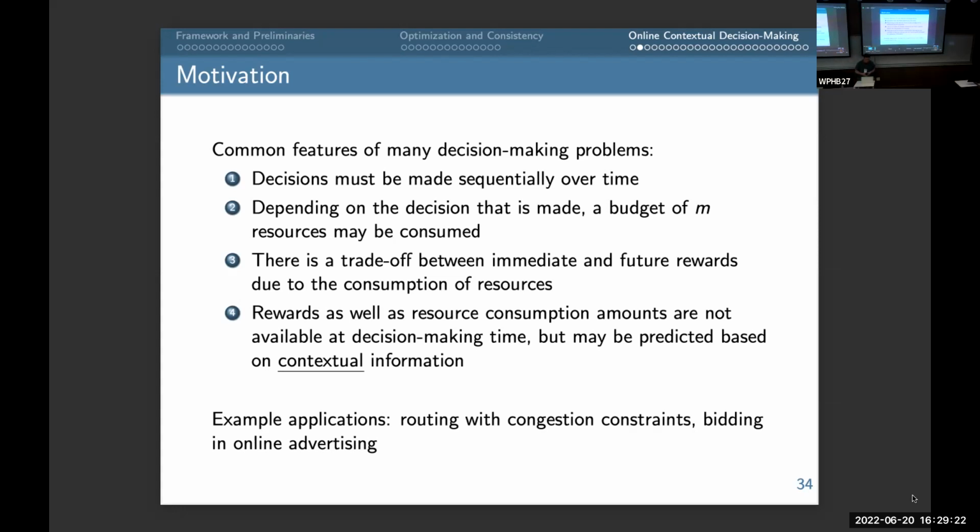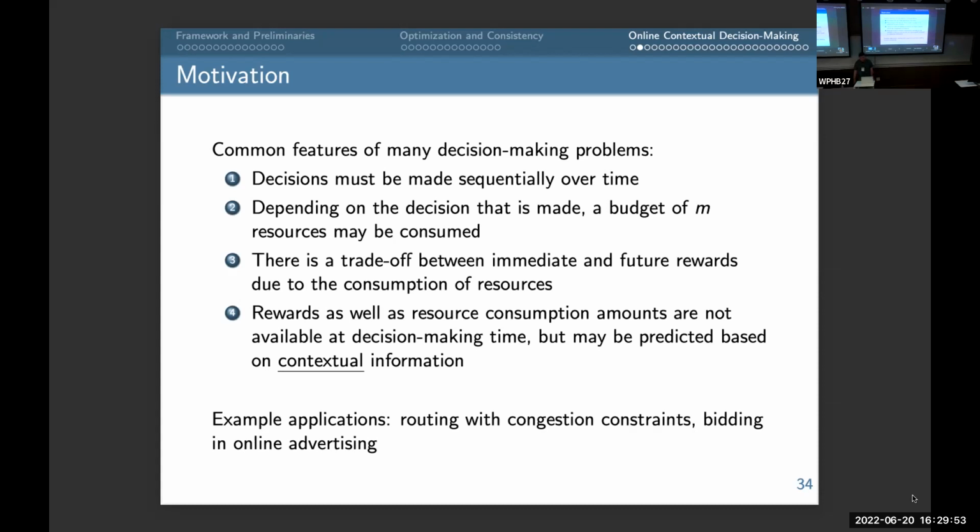Due to the limited amount of resources, there is now a trade-off between immediate rewards and rewards in the future, because making a decision right now affects the budget that you have left for decisions in the future. Furthermore, in this situation, the rewards, as well as the amount of resource consumption, are not available directly at decision-making time, but may be predicted based on contextual information. And here's where the predict and optimize part comes in.